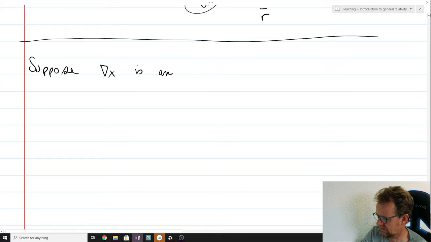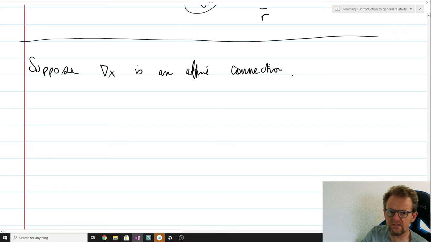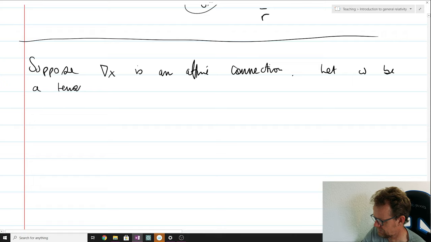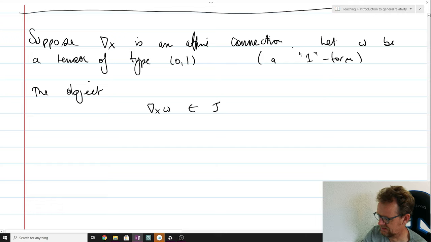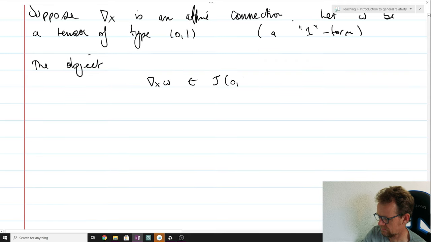So suppose delta x is an affine connection. What we're going to do is understand how these Christoffel symbols arise in a tensorial setting. So let omega be a tensor of type 0,1. We've also called such things one forms. So the object delta x omega is, per definition, a tensor of type 0, 1.